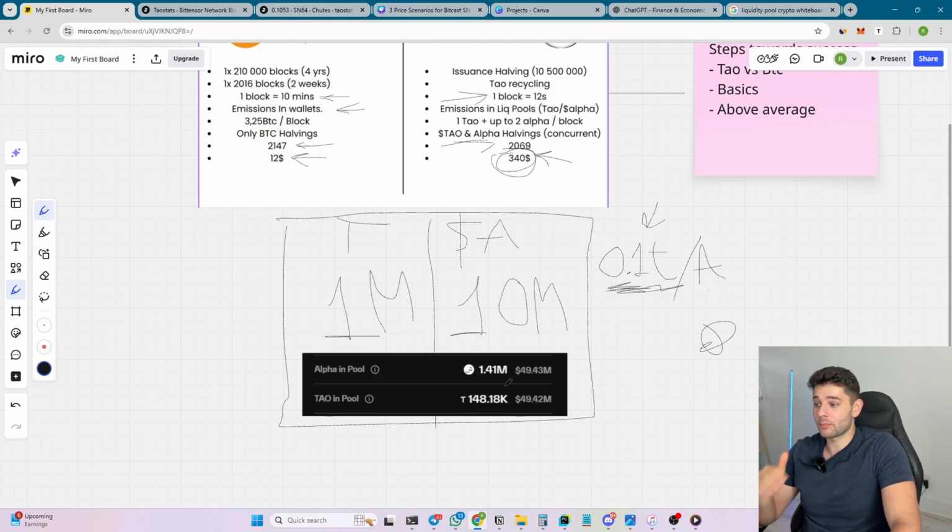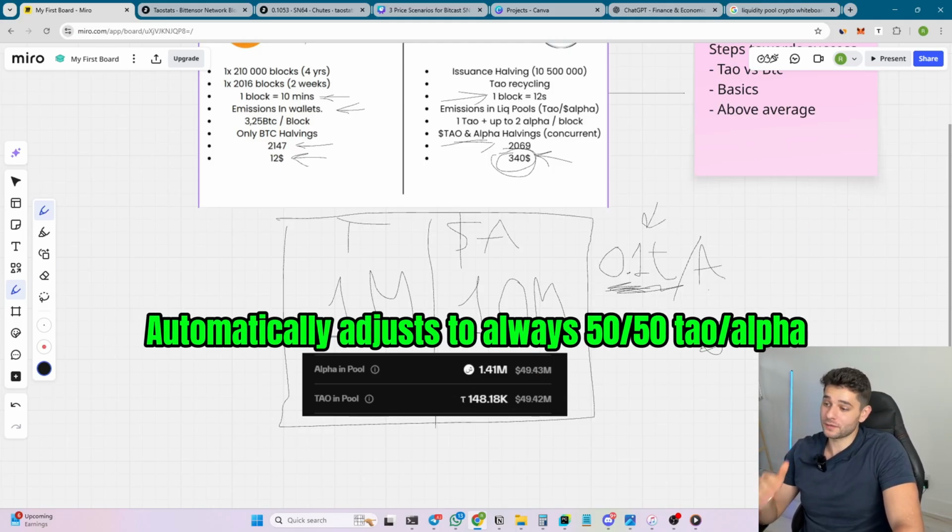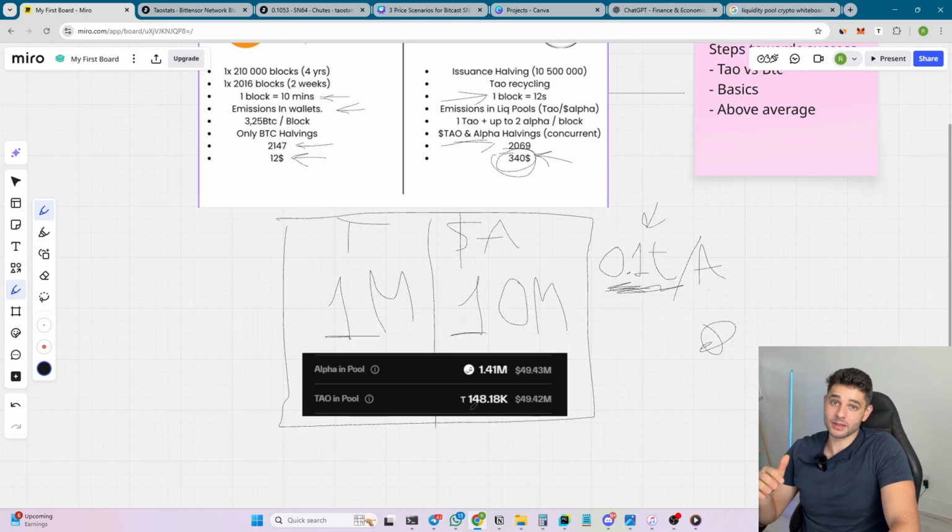Do not look at this picture. This is just an example from taostats. This is subnet 64, Chutes. As you can see, they have 150,000 Tao tokens and almost 1.5 million alpha tokens. But if you look at the fiat amount on the side, both have a 50% fiat amount. And this is something the liquidity pool automatically regulates.